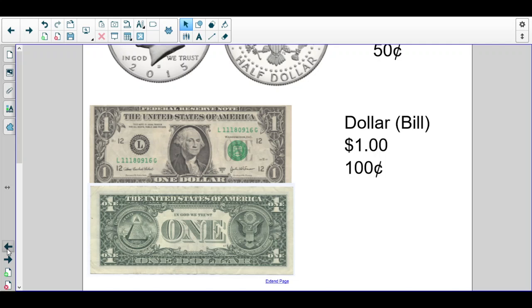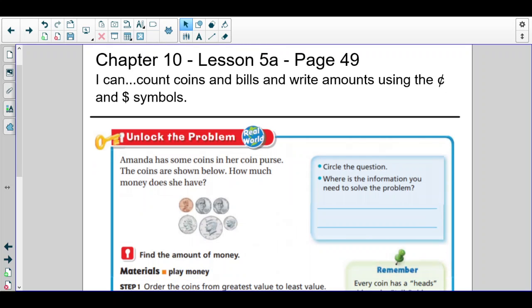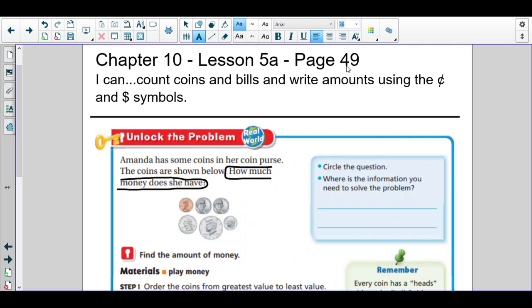Okay, so let's come on back here and figure out what it is that we need to do. So circle the question. Sure, we can do that. How many coins does she have? Or how much money does she have? Where is the information needed to solve the problem? Well, we are not going to overthink this one because the information that we need is in the picture that shows Amanda's money. Bingo.